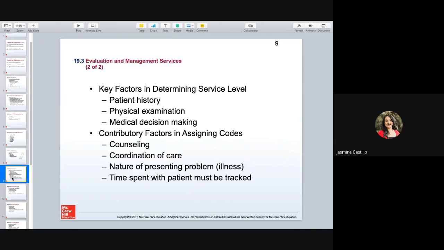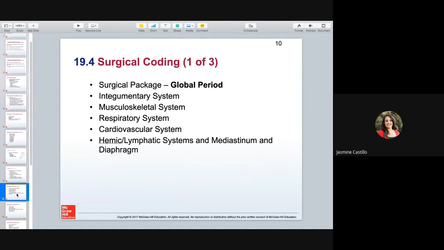And then some of the contributing factors in assigning these E/M codes is going to be how much time you spent counseling, how much time you spent on coordinating the patient's care, what was the nature of the presenting problem, which is the illness, and then you have to track the amount of time that was spent with the patient. And the way we track that is we put all this information into our progress note based off of the SOAP format or the CHEDDAR format, as we discussed in the class prior to this one.